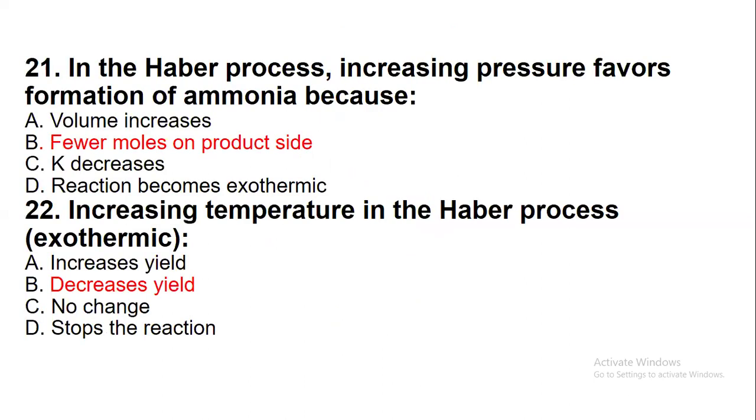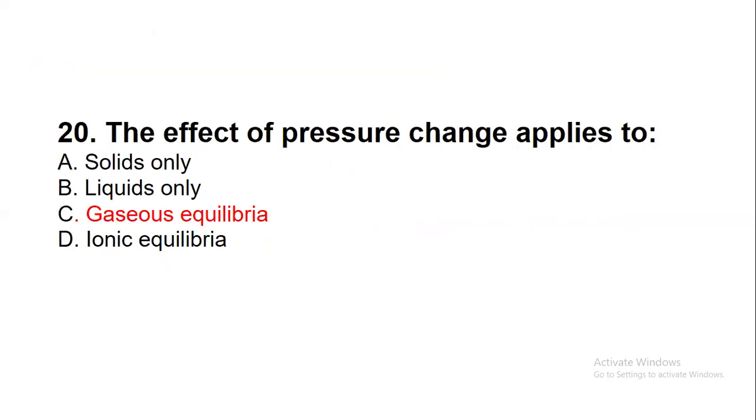In the Haber process, increasing pressure favors the formation of ammonia because of fewer moles of product. Increasing temperature in the Haber process, an exothermic reaction, decreases the yield. The effect of pressure change applies to gaseous equilibria.